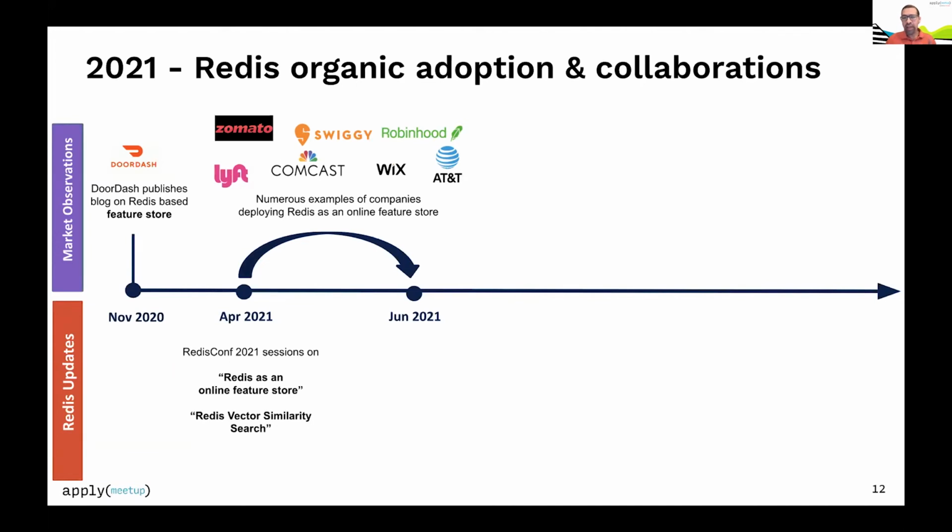But around about that time, we started noticing a number of companies with their engineering departments publishing blog posts or presenting on YouTube and at conferences. All these companies were building their online feature store using Redis. When you look at this group of companies, most of them are familiar for our US audience, but I want to call out a couple that you may not be that familiar with.